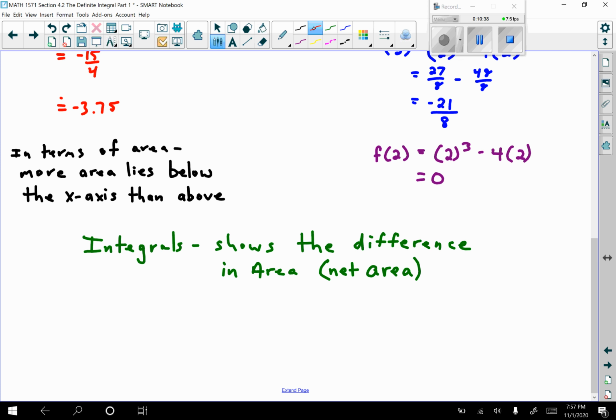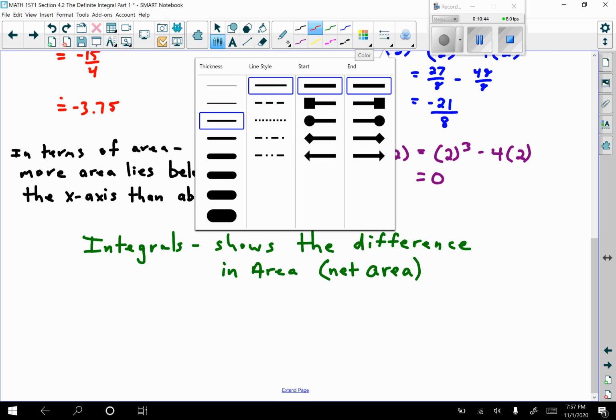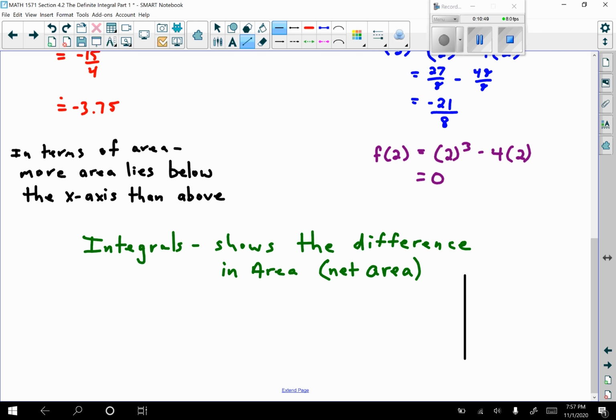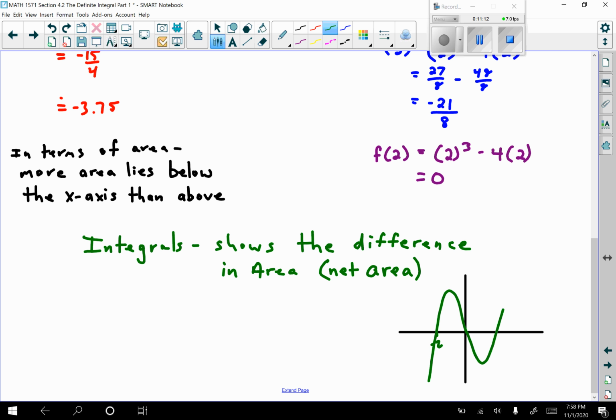So if we were to make a graph of this, I'm just going to make a quick sketch here, but you could graph this on Desmos as well. All right, so the graph kind of looks like this. We're going to go up through -2, come back down through 0, then go back up through 2. So this is also 2. So all from 0 to 2, the area is below.